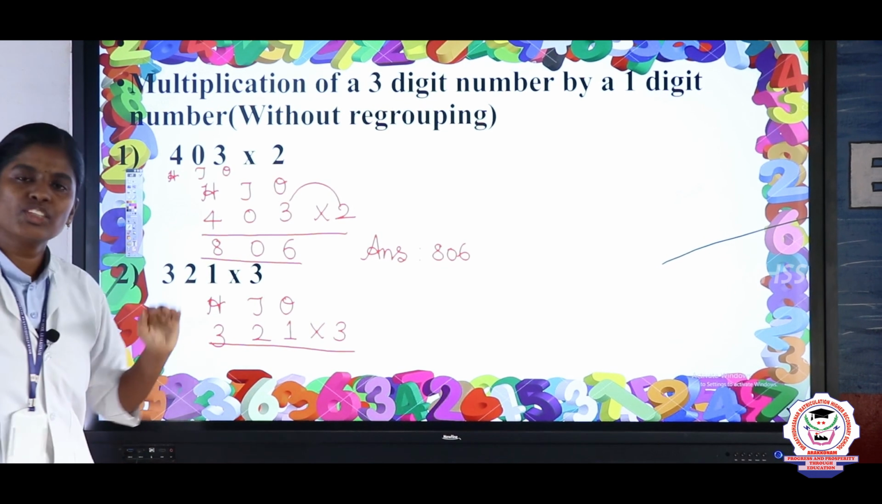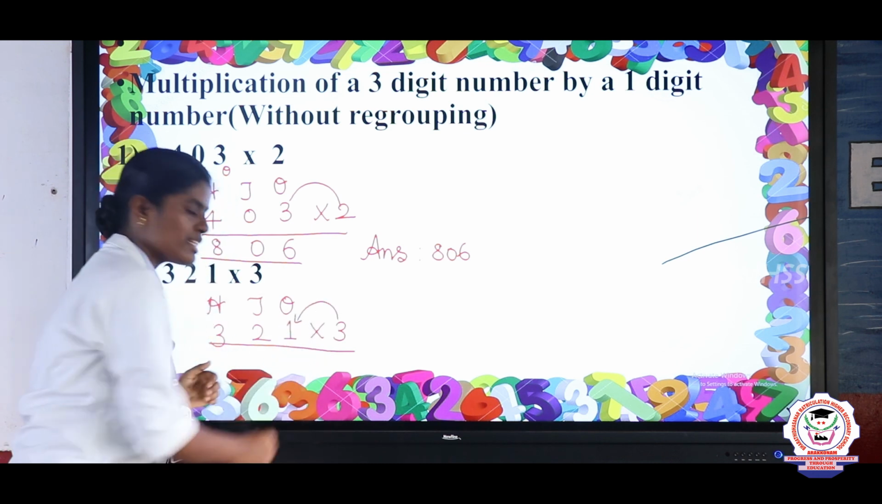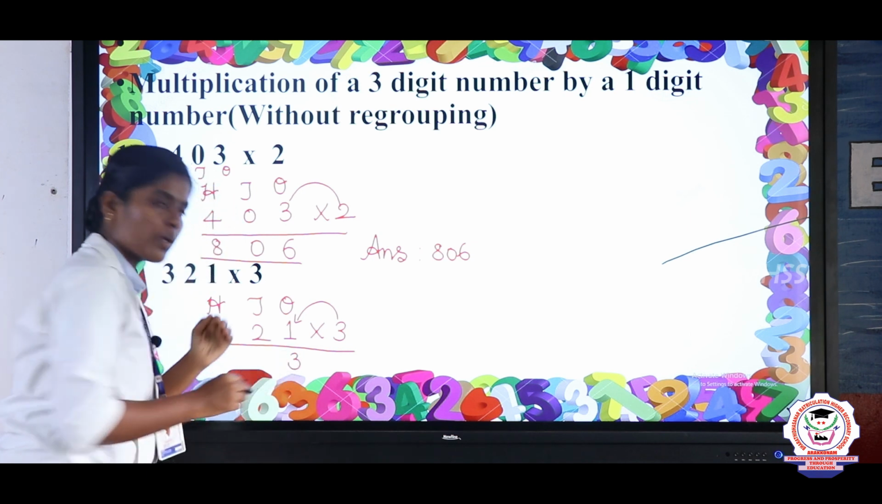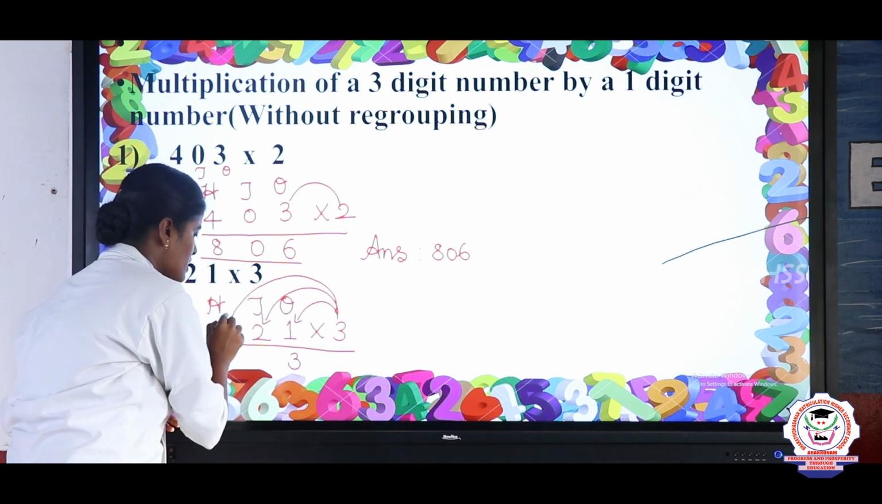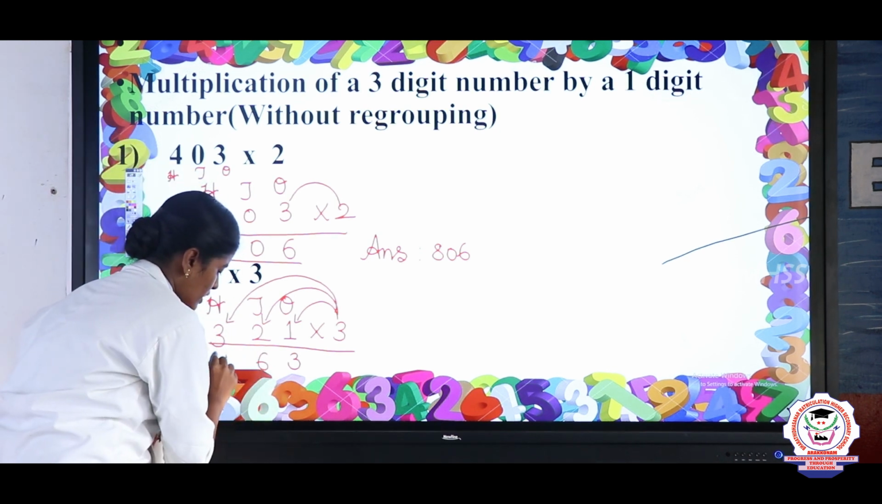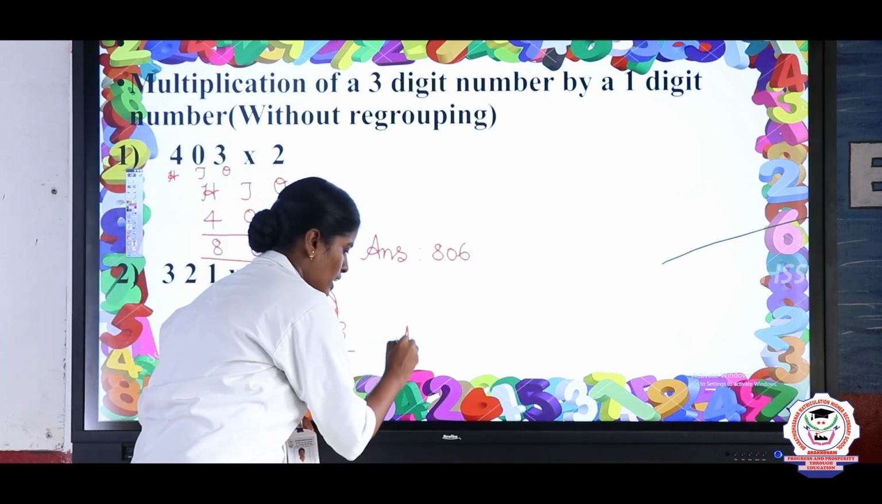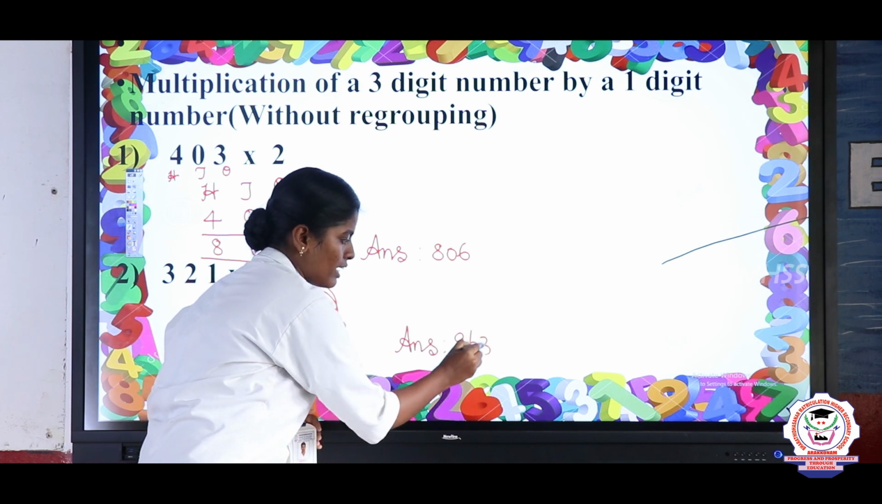Now you take 3 and multiply by all the numbers. 3 ones are, what is the answer? That is 3 times 1, so 3. The next one is 3 twos are. The next one is 3 threes are. 3 twos are, what is the answer? The answer is 6. 3 threes are 9. So write the answer: 963.